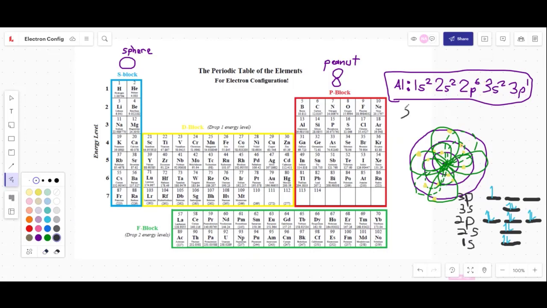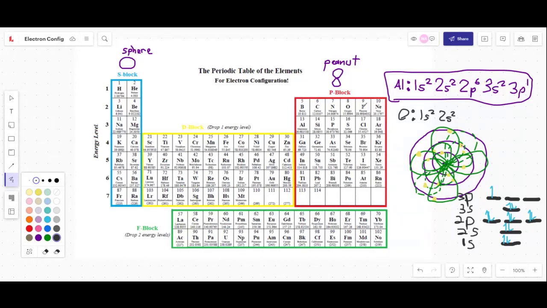So if we're going to do the electron configuration for oxygen, where would we start? 1s2. Exactly, 1s2 is going to be the first one. And then what comes after 1s2? 2s2. 2s2. And after that? I guess 2p3.